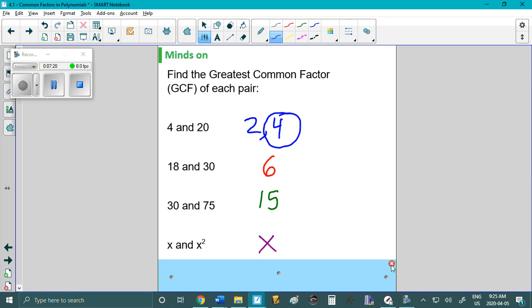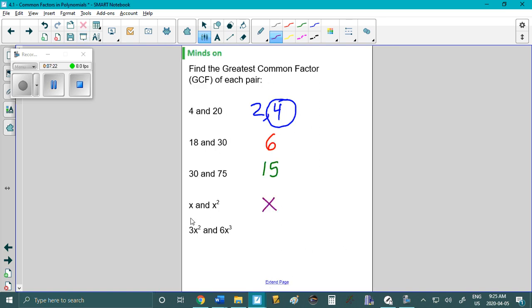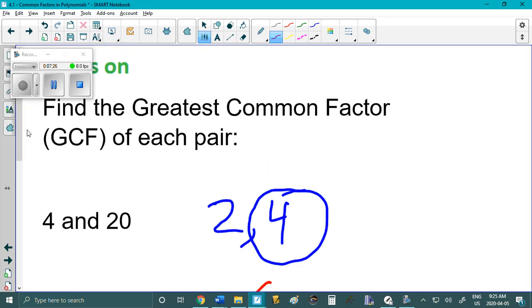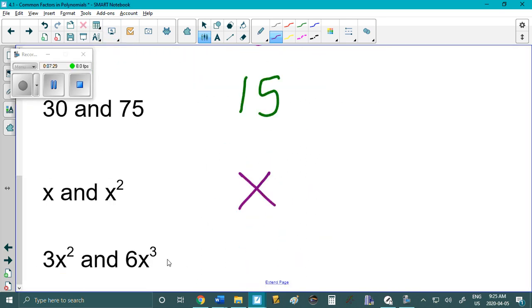This is the last one. I really, really hope you pause and try this one before we move on. And that is to find the greatest common factor of 3x squared and 6x cubed. Please pause now.